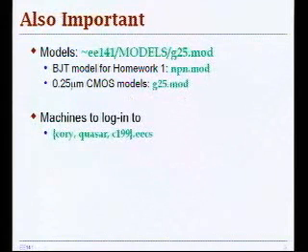There are a number of machines in the instructional lab that you can log into, and these are just some suggestions for the machines you can use: Cori, Quasar, or C199.ECS. And I think this is pretty much all you need to understand to be able to do your homework number 1. Do you have any questions about homework?